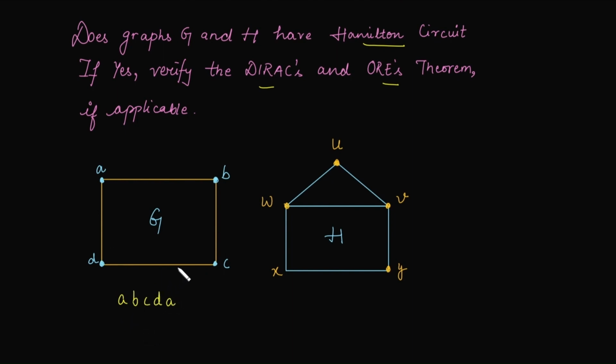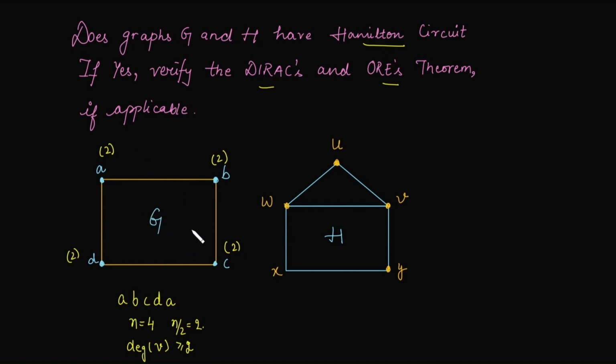Now let's try to verify Dirac's theorem. Dirac's theorem says that the degree of each vertex is greater than or equal to n/2. The total number of vertices in this case is 4, so n/2 is equal to 2. If the degree of each vertex is greater than or equal to 2, then definitely it has a Hamilton circuit. The degree of vertex A is 2, B is 2, C is 2, and D is 2. So the condition is satisfied. Therefore, by using Dirac's theorem we can say that the graph G has a Hamilton circuit.